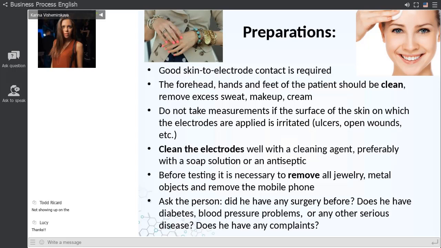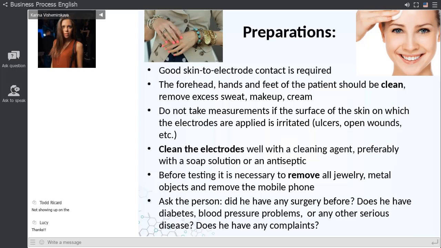Before testing, it is necessary to remove all the jewelry, metal objects, and the mobile phone should be removed. You shouldn't put it on the other side of the apartment or your office, but you shouldn't talk to anybody while you run the test, and the device should be a little bit away.